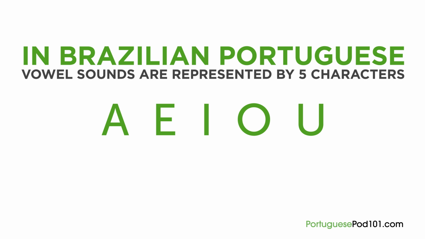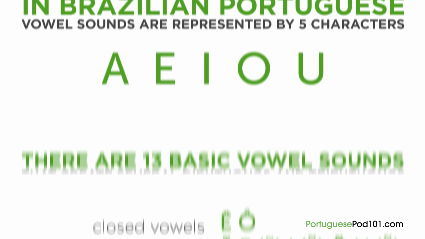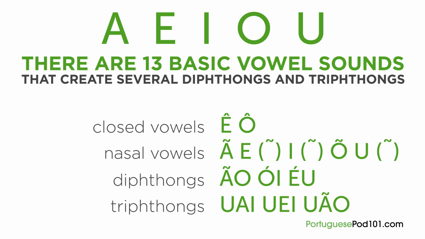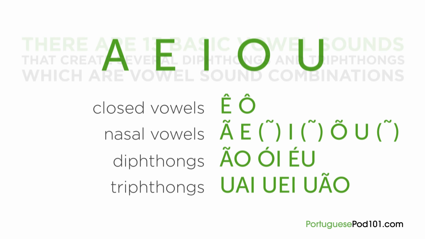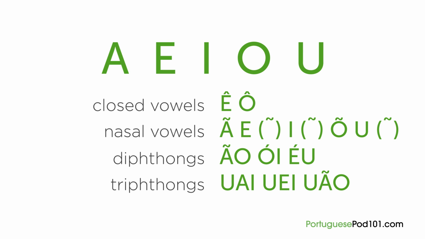In Brazilian Portuguese, vowel sounds are represented by 5 characters. There are 13 basic vowel sounds that create several diphthongs and triphthongs, which are vowel sound combinations. Let's take a look at how some of the basic vowels are pronounced. A, E, I, O, U. The more closed vowels are E, O. And there are the nasal vowels An, E, I, O, U.